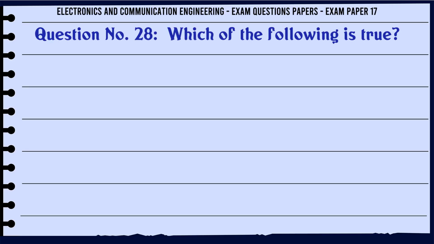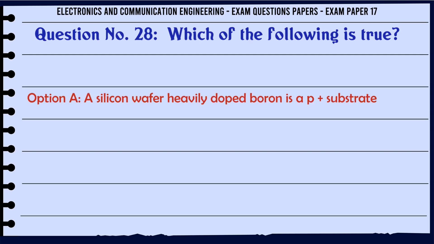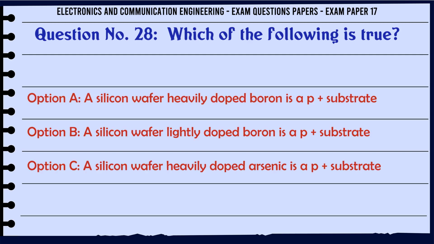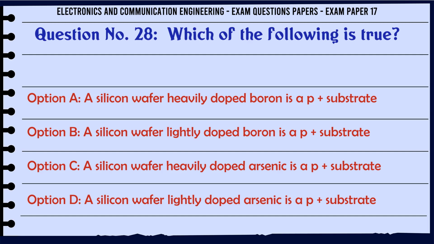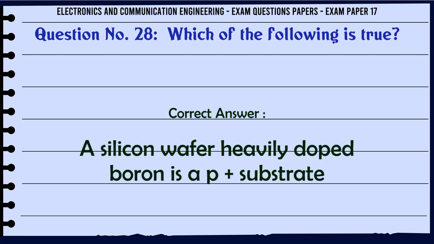Which of the following is true? A. A silicon wafer heavily doped with boron is a P substrate. B. A silicon wafer lightly doped with boron is a P substrate. C. A silicon wafer heavily doped with arsenic is a P substrate. D. A silicon wafer lightly doped with arsenic is a P substrate. The correct answer is a silicon wafer heavily doped with boron is a P substrate.